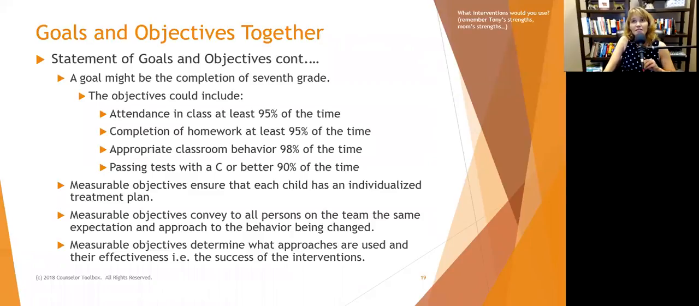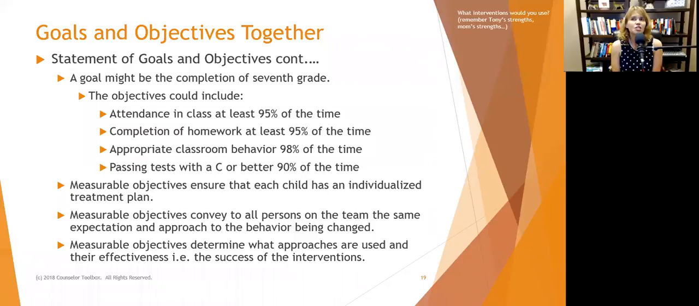Measurable objectives ensure that the person has an individualized treatment plan, and it conveys to everybody on the team the same expectation and approach to the behavior being changed. So anybody, whether it's the school counselor or mom or the principal or whomever, can look at Tony's attendance and grade point average and say, yes, we're achieving it, or no, we're not.